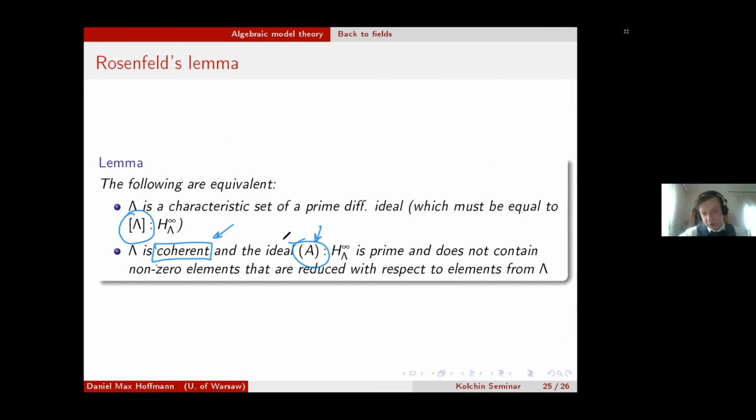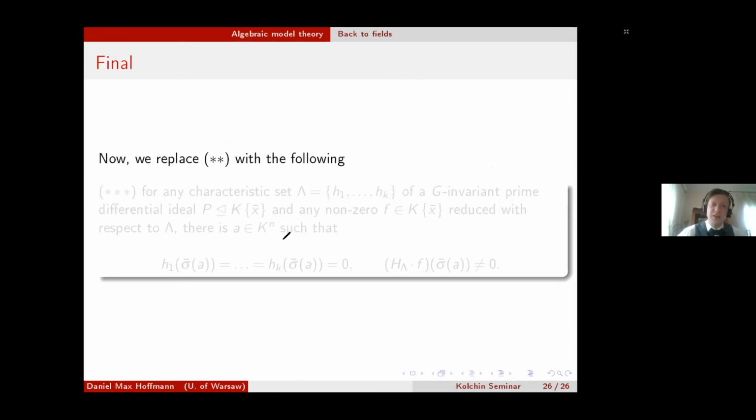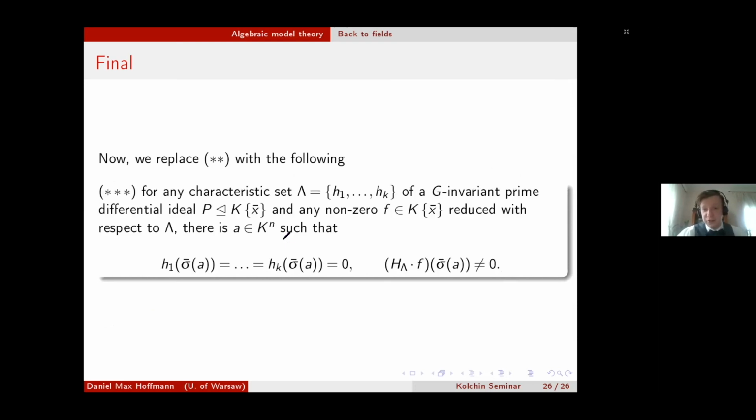And okay, there are some in some way, but they don't show up and they don't produce infinitely many indeterminates. And so we can replace this double star with the following axiom scheme. So for any characteristic set lambda of a G invariant prime differential ideal, right? So that was the thing which was making all the troubles. And any non-zero f. Okay, now I'm saying that f is reduced with respect to lambda, right?